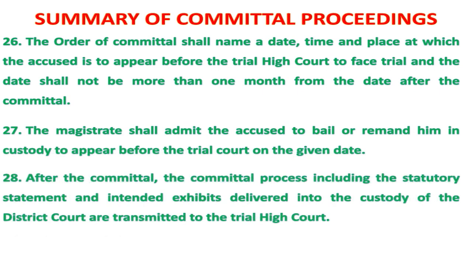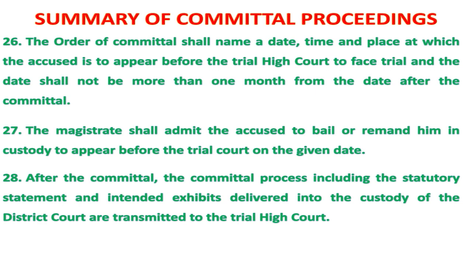26, the order of committal shall name a date, time, and place at which the accused is to appear before the trial high court to face trial, and the date shall not be more than 1 month after the committal. 27, the magistrate shall admit the accused to bail or remand him in custody to appear before the trial court on the given date. Remember, I mentioned that there's a controversy over here that will be resolved in another lecture later about whether the district court can grant bail.